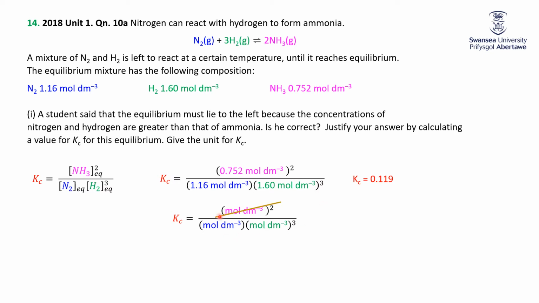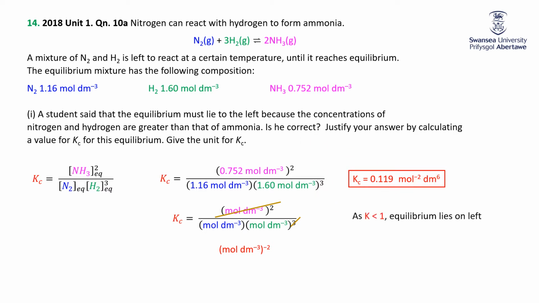So therefore, the concentration squared on top cancels out with 2 of the 3 concentrations on the bottom there. And so we get 1 over concentration times concentration, or concentration to the -2, 1 over concentration squared, which is moles to the -2, decimeter to the 6th. Okay, so the value Kc is 0.119 moles to the -2 decimeters to the 6th.